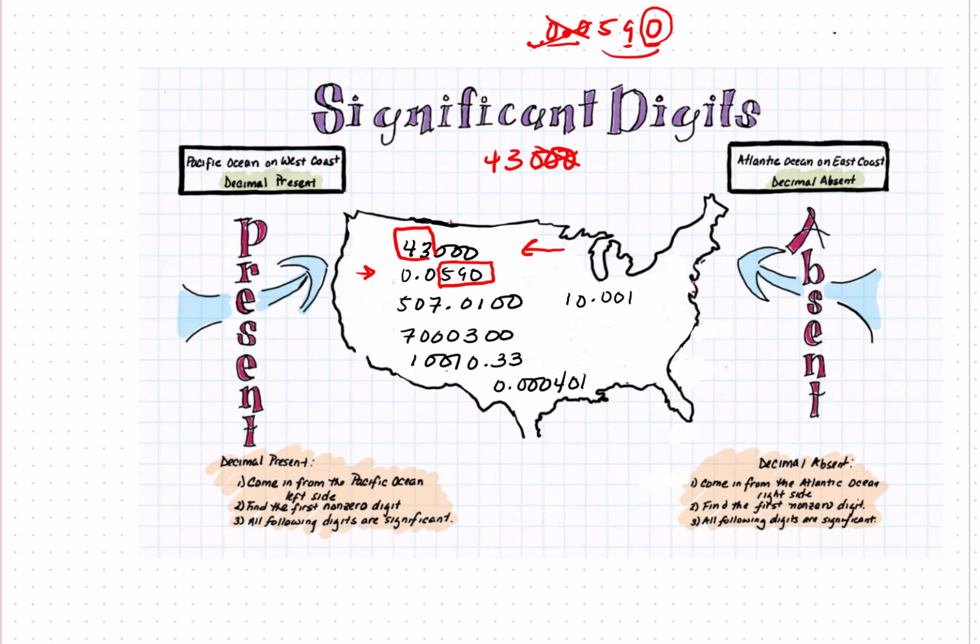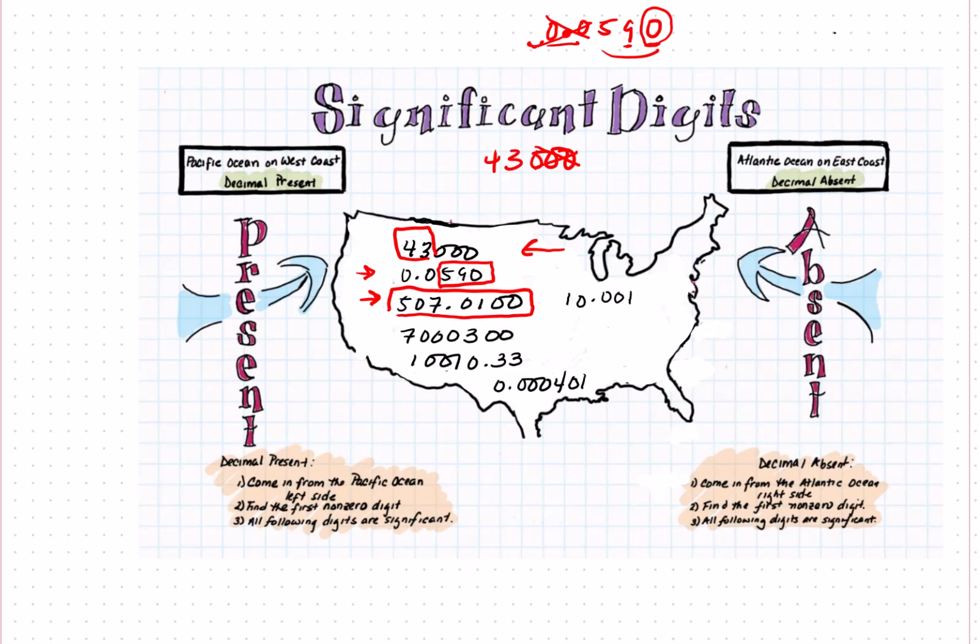In the next number, 507.0100, decimal is present. So I come in from the Pacific Ocean, so I come in from the left and I go to the right. First non-zero digit is 5 and I count everything after. So every single one of these are significant.